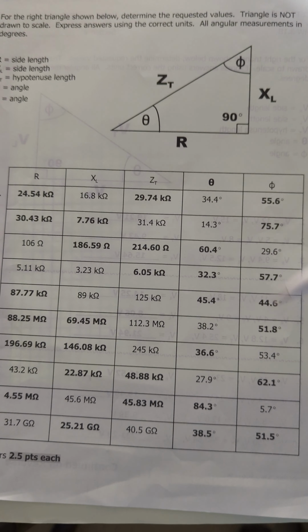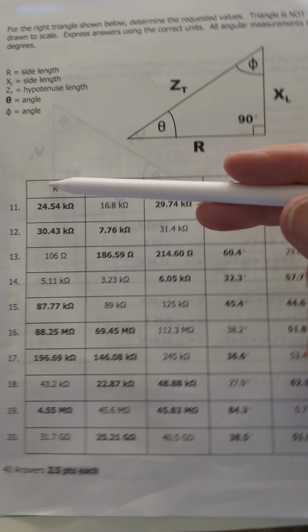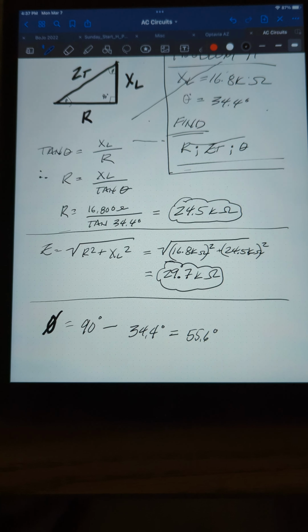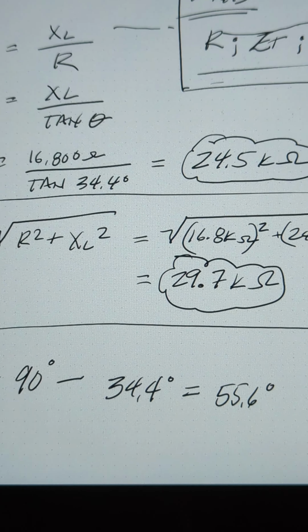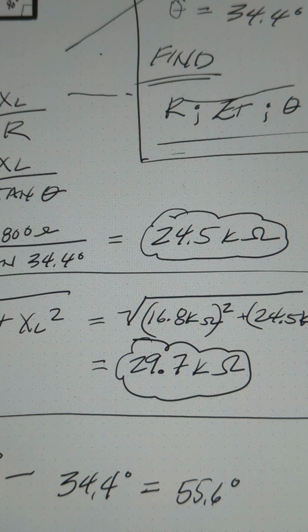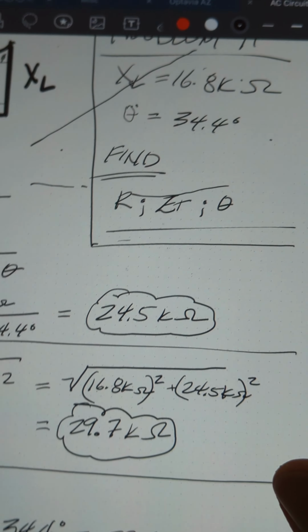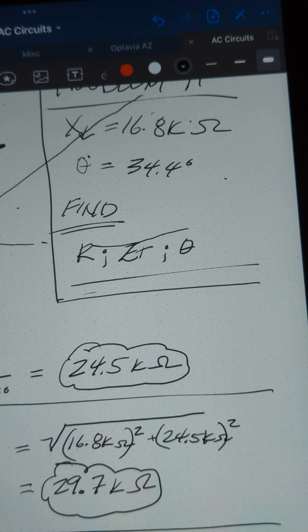So let's take a look now. We're going to be doing problems 11 through 20. I'm going to look at each one of those, so hopefully this will be beneficial to you. So let's take a look at the first problem here. This is what's in that circuit.